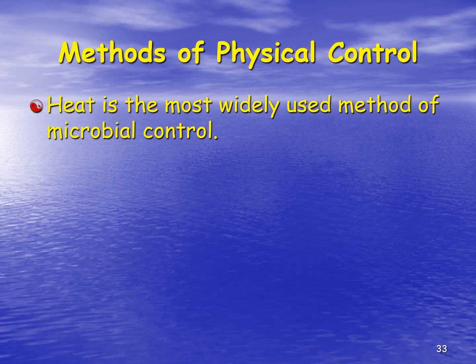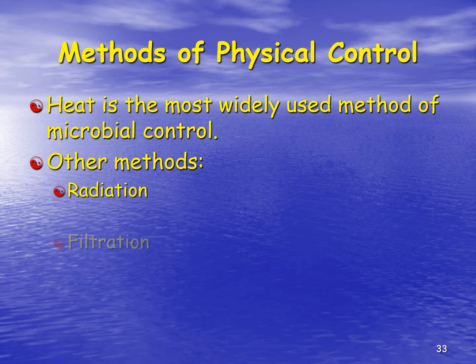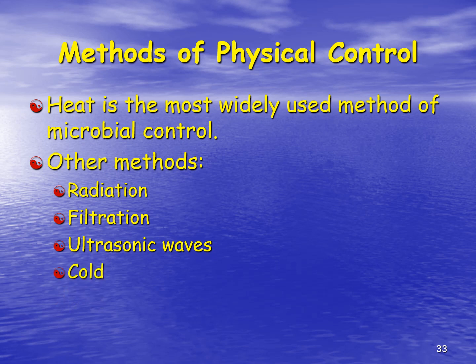So, under our physical control, we've known for a long time that heat is going to destroy microbes, and so heat is the most widely used method of microbial control. Other methods are radiation and filtration. We can use ultrasonic waves in some cases as well. We could even use cold. While heat is a more effective destroyer of microbes, cold can slow down their growth and sometimes even eventually kill the organisms.